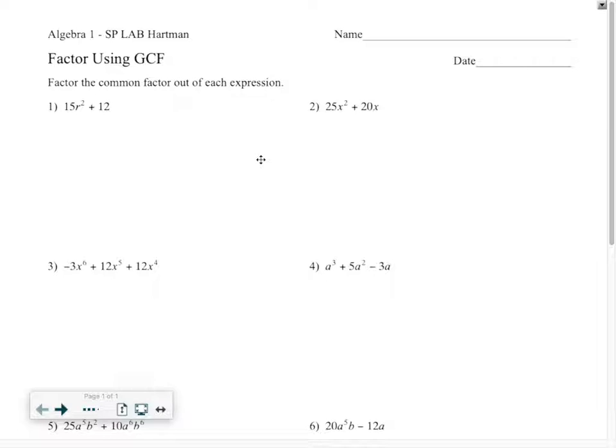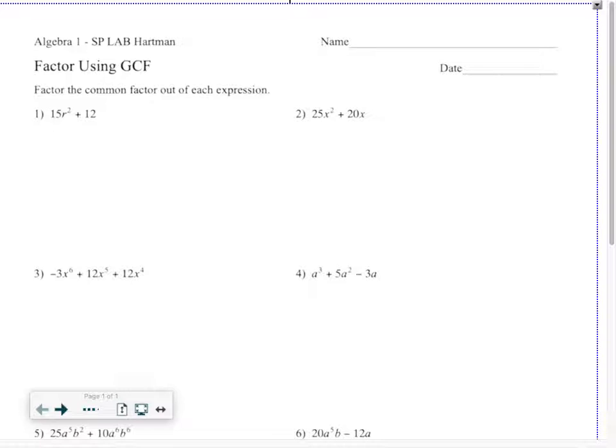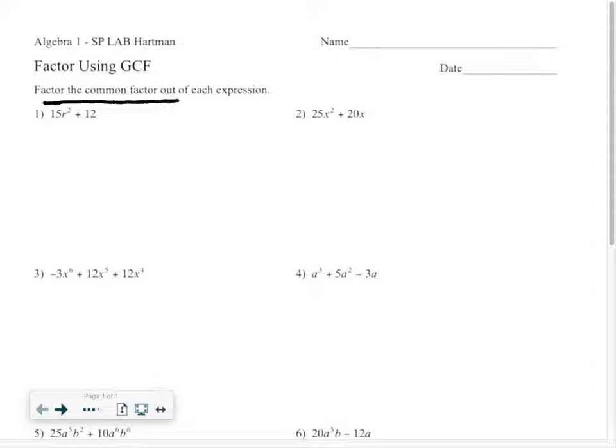So let's start here with number 2. If we look at this polynomial, it's 25x squared plus 20x, and we're trying to factor the common factor out of each expression. So what would the GCF be? We need to find the GCF of the two terms.